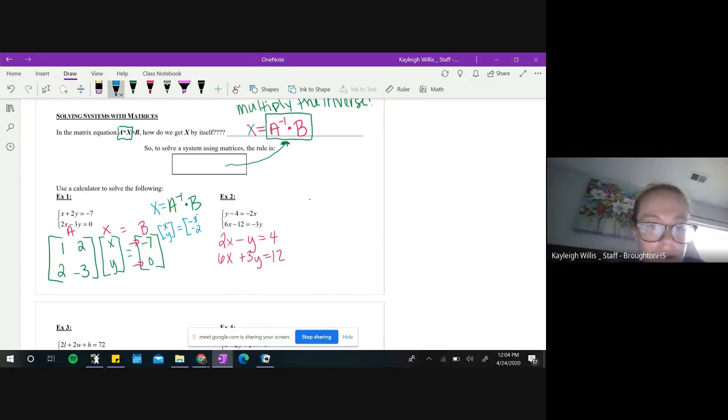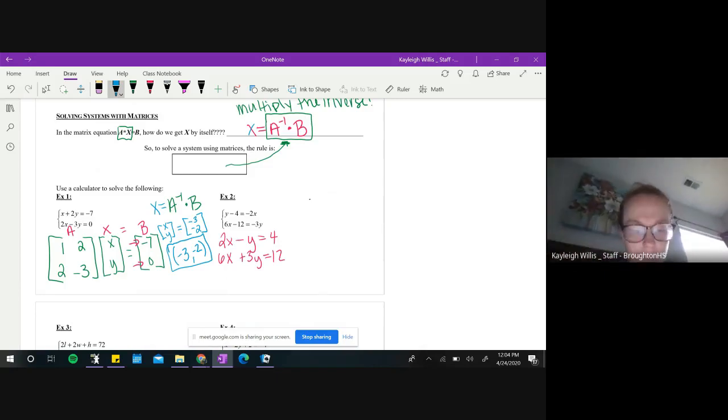So if we were to write this as a system, the point where it crosses is -3, 2. So we don't have to do elimination. We don't have to do substitution. Why did you learn all that? Because it was helpful.